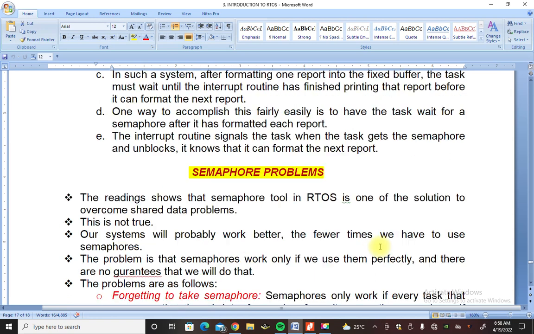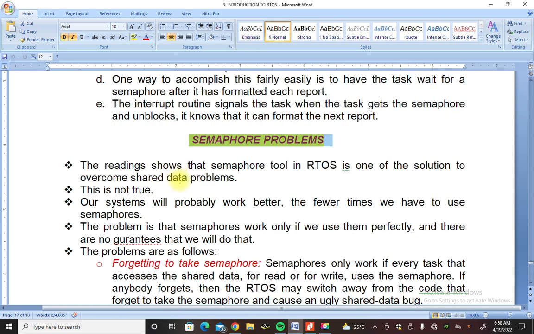It's very interesting to discuss. So using a semaphore is a convenience, it is an advantage, but there are several problems associated with semaphores. Let us see them one by one.